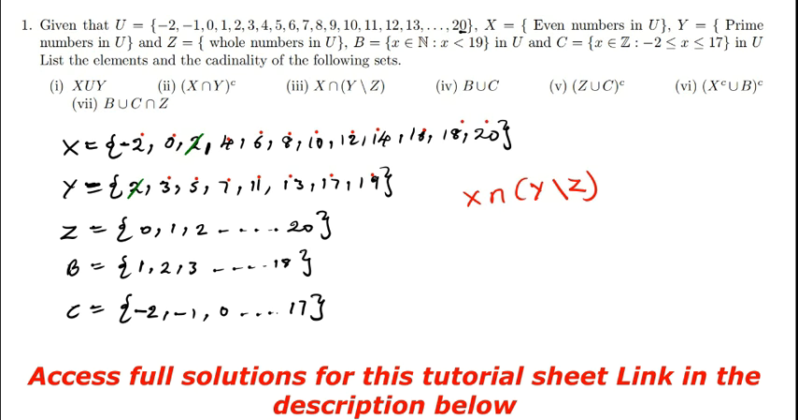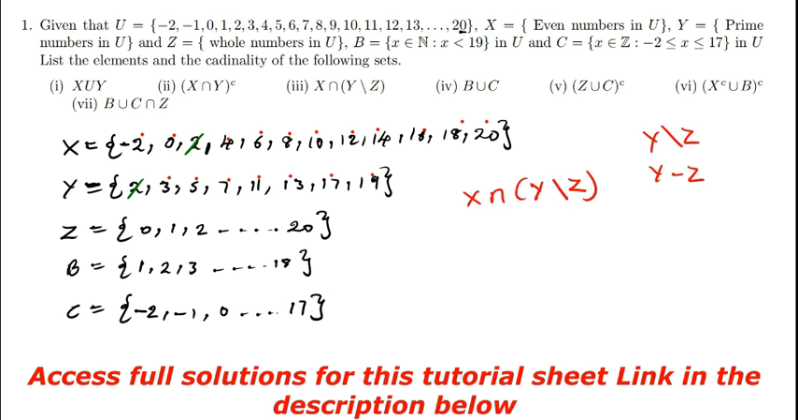So when we say y - z, we simply mean y minus z. So elements which are found in y but they are not found in z. That is what that means. That's why you can also write it like this.